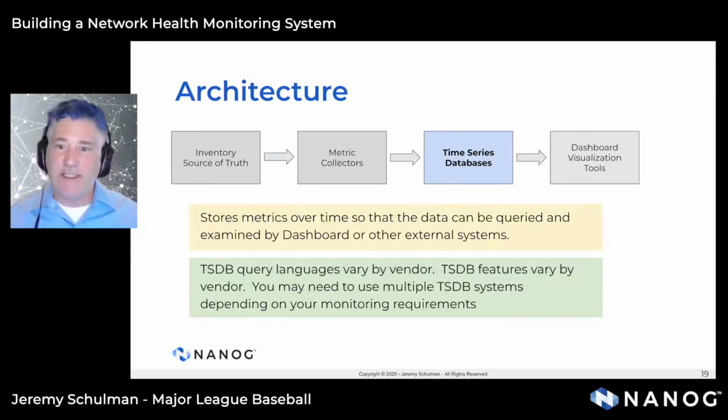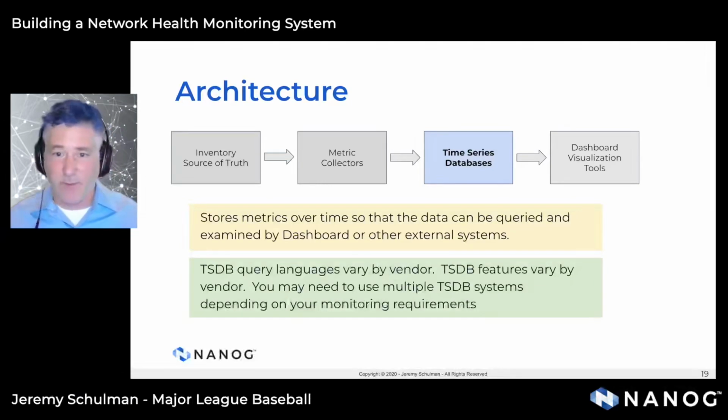There are many time series databases that allow us to store that data and perform queries of that data over time. The challenge here, though, is that most time series databases have their own unique query languages. So, much like a CLI or an API in a networking device, every time you decide to use a piece of technology, you're locking yourself into a time series database and the query language that it uses. And you may also find that you want to use multiple time series databases, because each of them offers slightly different benefits.